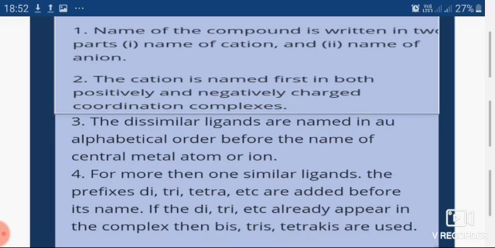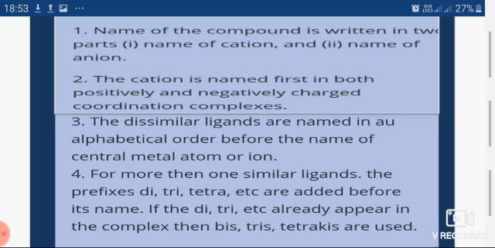Then the next is, dissimilar ligands are named in alphabetical order before the name of the central metal atom or ion. If a compound contains different ligands, then we must consider the alphabetical order of these ligands for the nomenclature of the ligands. Consider that if your complex contains hydroxy group, then amino group, then chloro group, or cyano group, at that time you have to go in the alphabetical order.